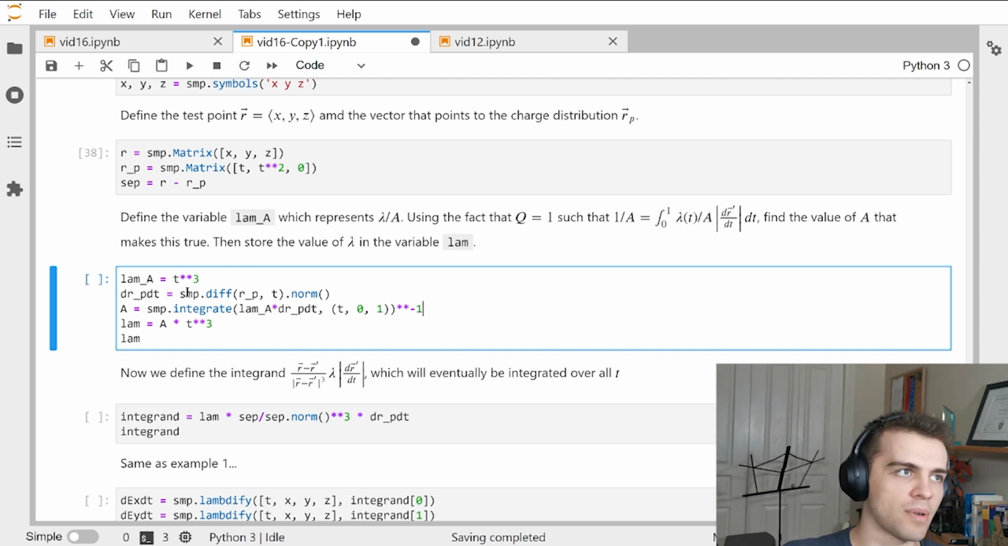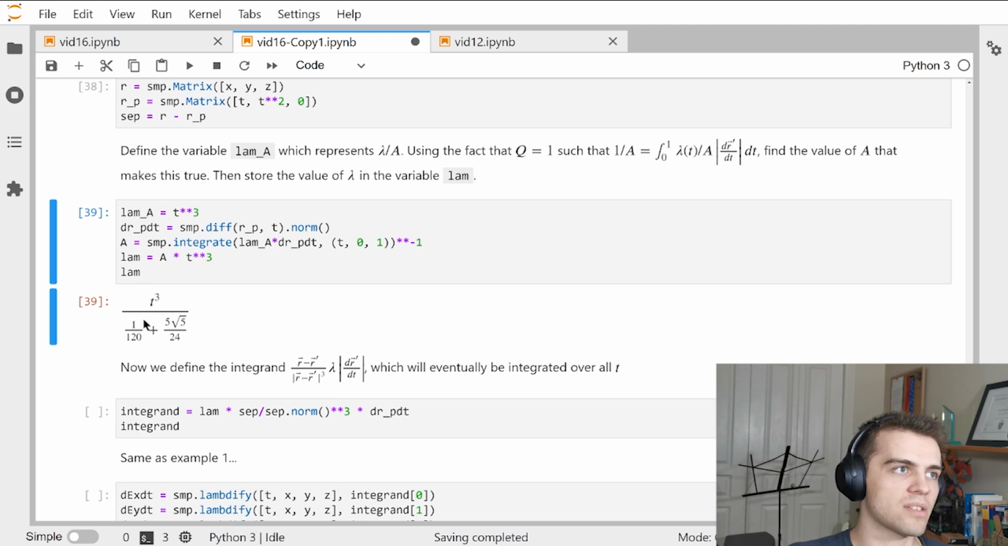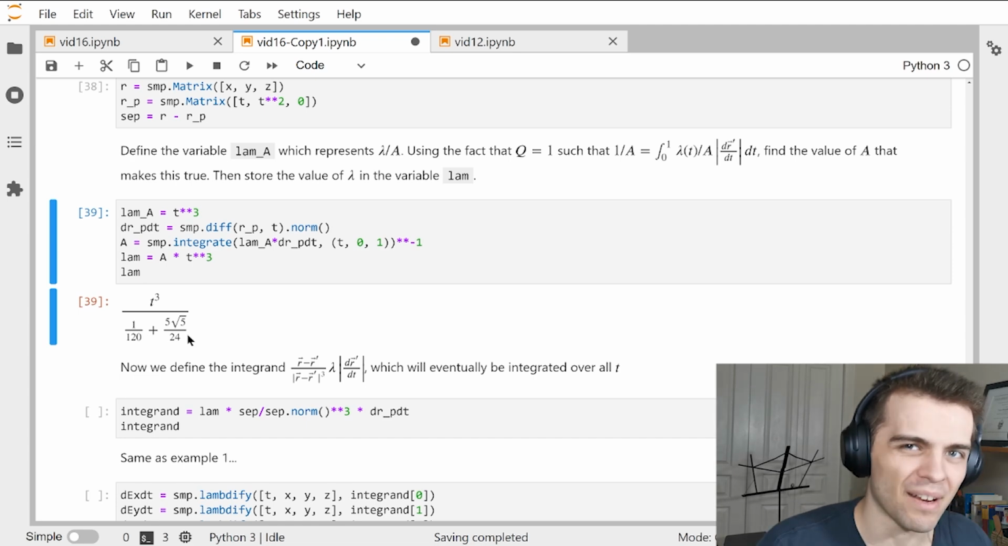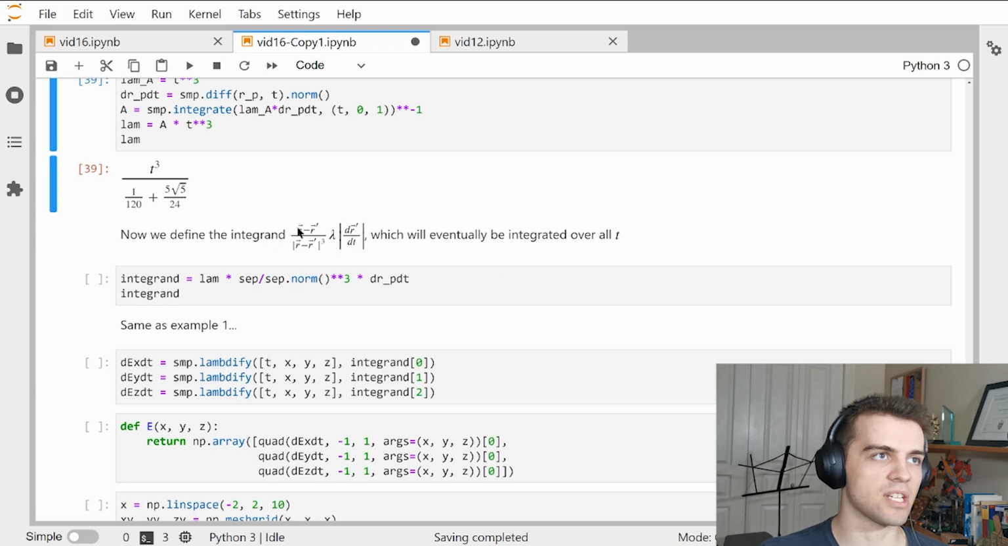I need to solve for this dr prime dt. I have A is equal to this integral to the power of -1, right? Because I multiply by A and then I divide by this on the other hand side. That's solving for A. And I get lambda is equal to A times t cubed. And doing this, A is equal to 1 divided by 1 over 120 plus 5 root 5 over 24. Something that probably would be kind of annoying to integrate to get in person. Then it's the exact same procedure as before.